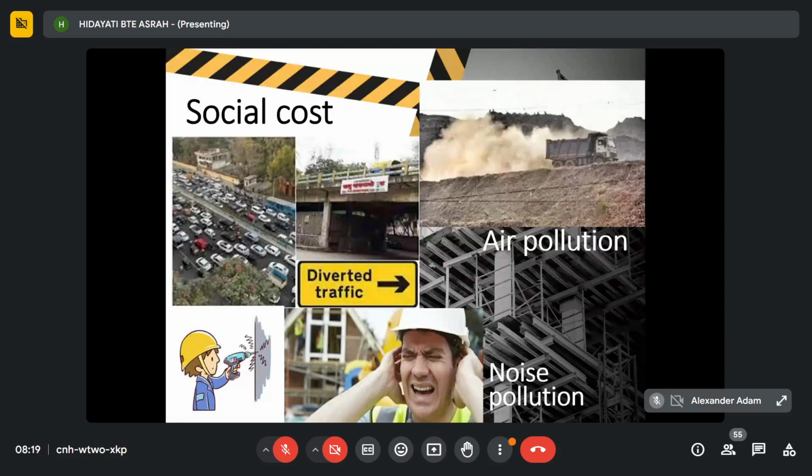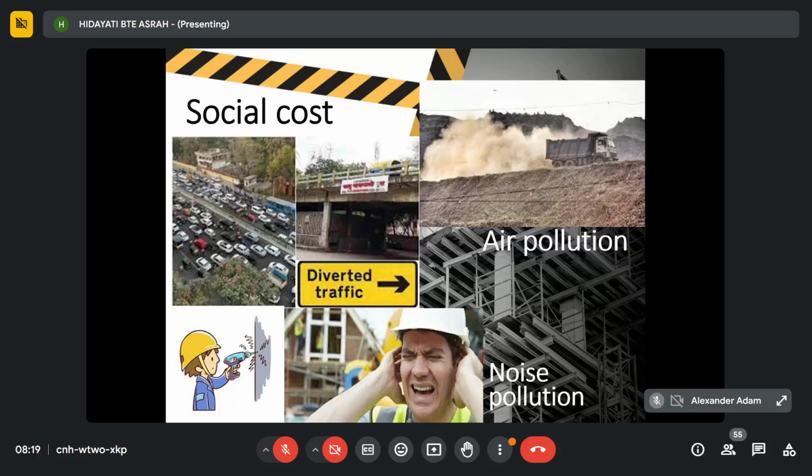Okay, like air pollution. Let's say you transport the raw materials to your construction site. Will this activity cause air pollution? Or when you do drilling or piling work, does this activity cause noise pollution? All this you must study and assess, and you must include it in the social cost, because in order to solve the problems from these activities, you need cost. You must take into account all these social costs.